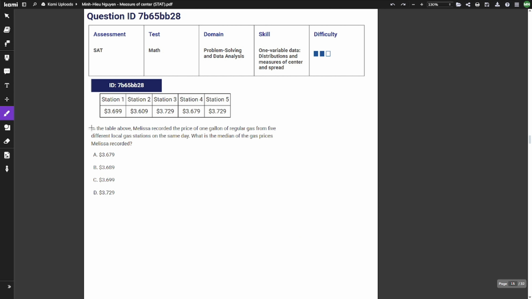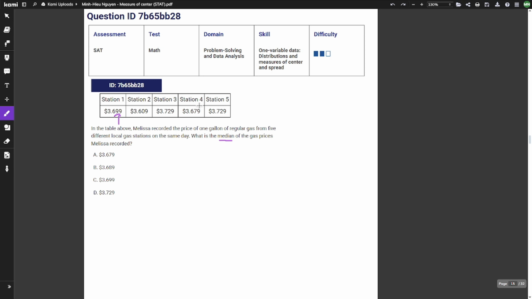Question number 15. In the table above, Melissa recorded the price of 1 gallon of regular gas from 5 different local gas stations on the same day. What is the median of the gas prices Melissa recorded? Now, normally you would just go crossing things off until you get a station 2 and think that's your median. But you also have to remember to find the median, it's the middle of an ordered set of data. But if you look, these prices are not ordered. I mean, it goes from a high price to a lower price, back up to a higher price.